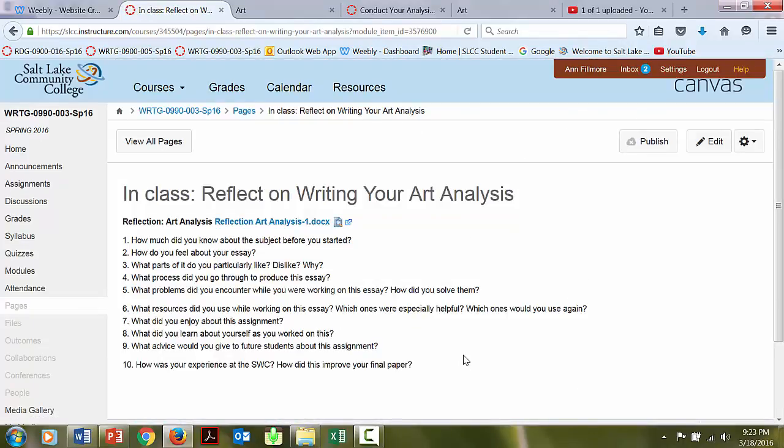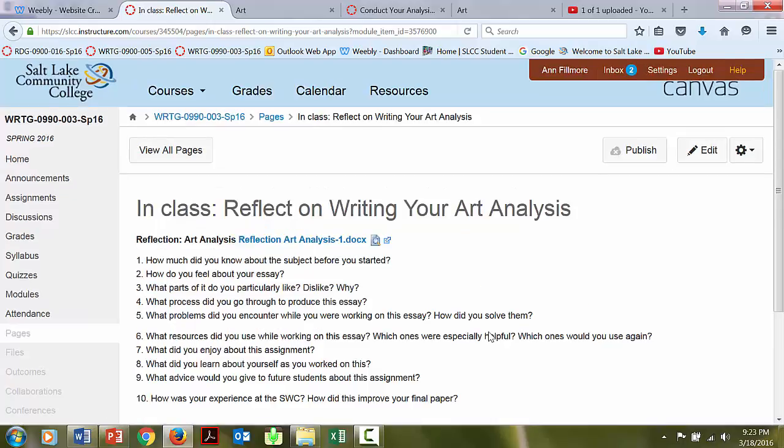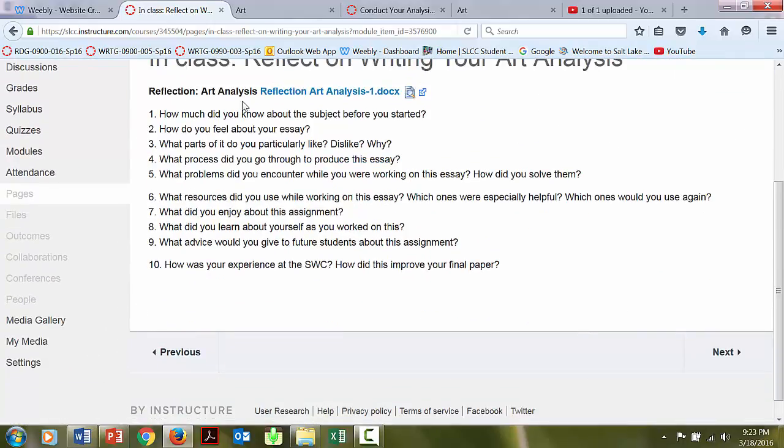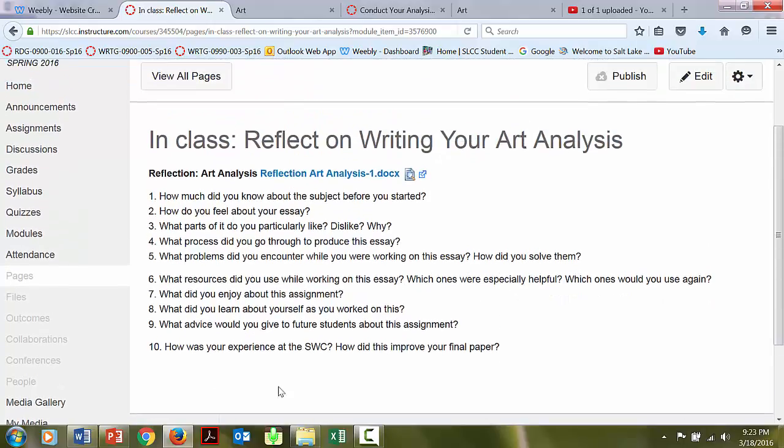In class, we also did in groups a reflection, and let's see if I can make this bigger for you to see. But it just had 10 questions for them to discuss in groups, fill out as a group. So there was maybe 4 people in a group, and they took notes on paper and gave me the feedback. So that was interesting because many people hadn't done any type of art analysis before. But that is just a sample of one of the assignments we do in Writing 990.